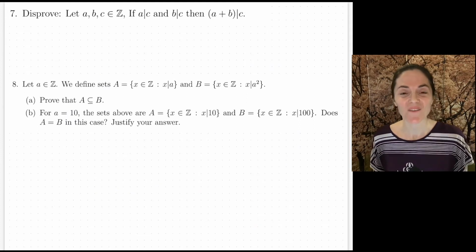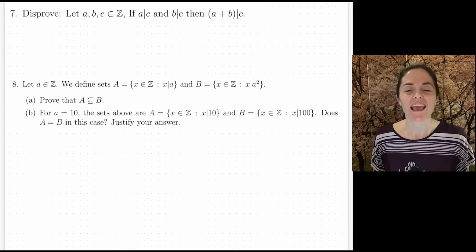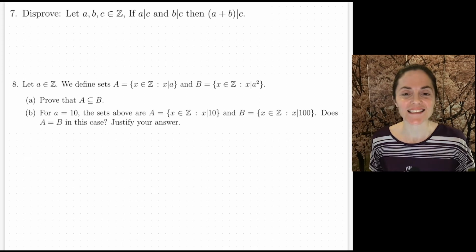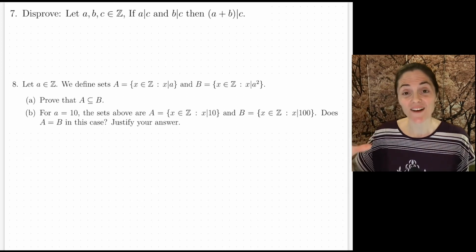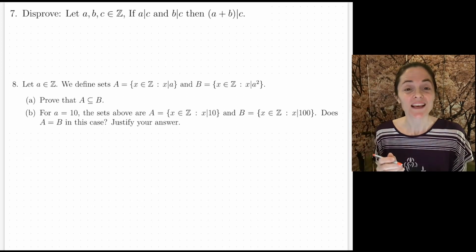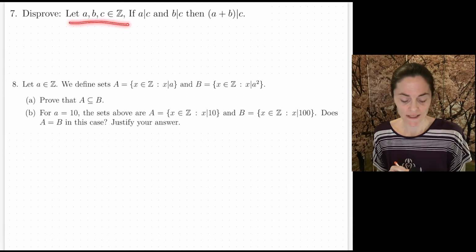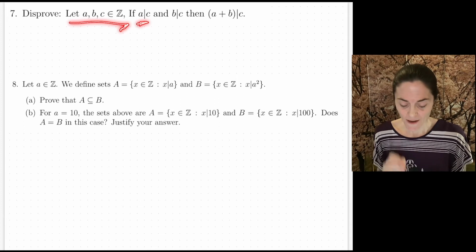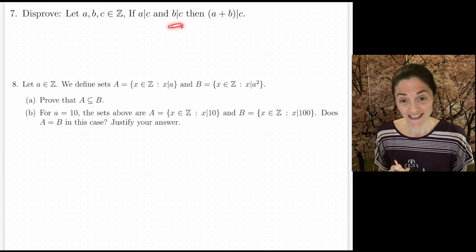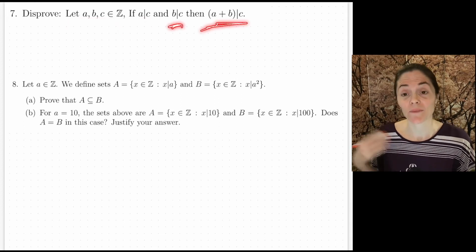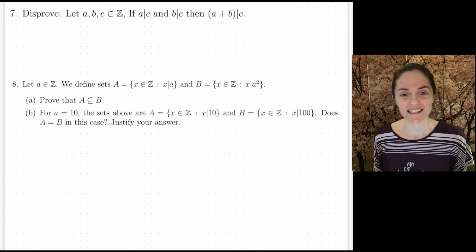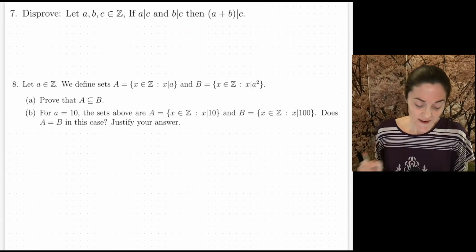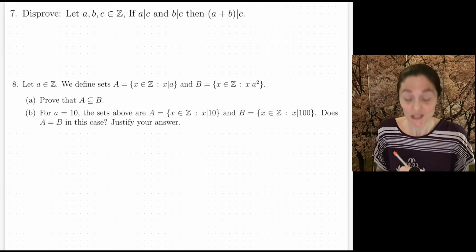Number 7, we are trying to disprove. And to disprove a statement like this, we need a justified counterexample. Well, let's look at the statement. It says the following: A, B, C are integers. If A divides C and B divides C, then the sum, A plus B, also divides C. Okay, this is definitely not true, but we need to justify.